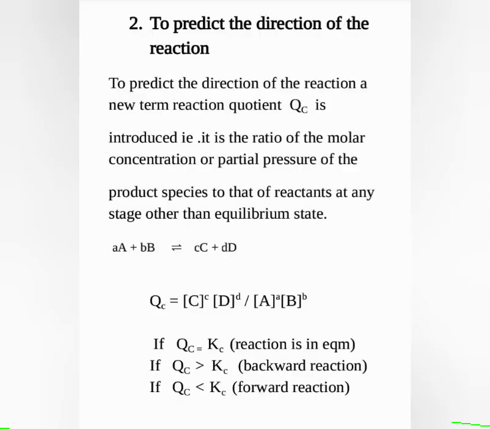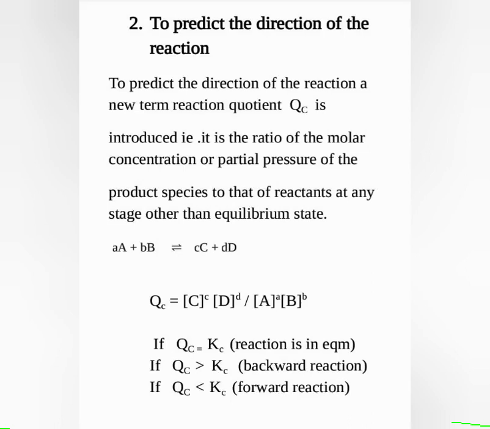The second application is to predict the direction of a reaction, either forward or backward, using the equilibrium constant. To predict the direction of a reaction, we are introducing a new term known as reaction quotient, Qc. It is the ratio of molar concentrations or partial pressures of the product species to that of reactants at any stage other than the equilibrium state.